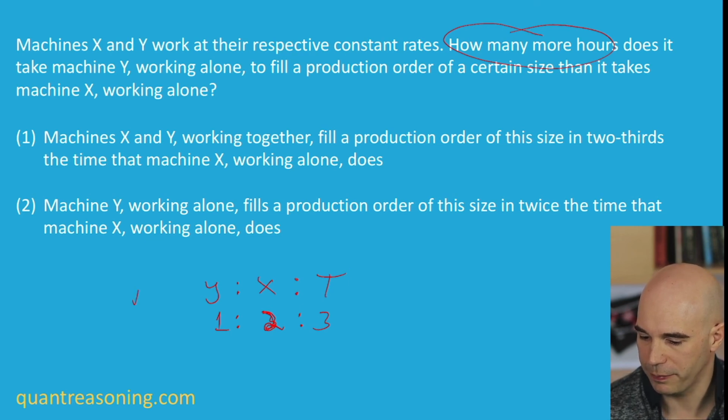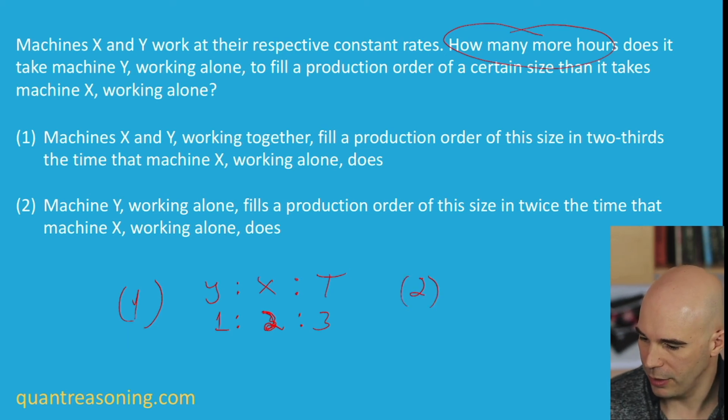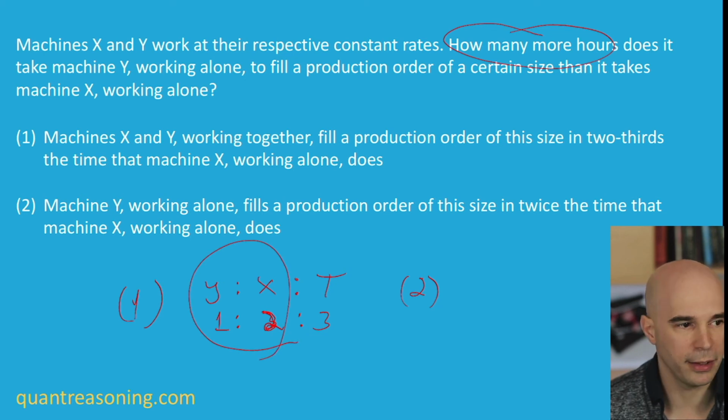That's from statement 1. What does statement 2 tell us? The machine y takes twice as long as machine x. Well, I already knew that from here. Machine y would take twice as long because it's half as fast.